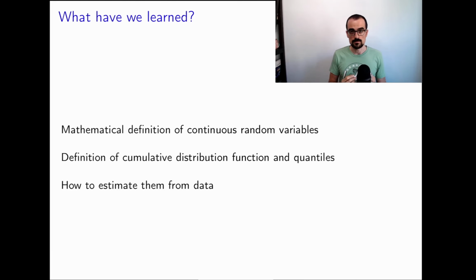So what have we learned? We have learned the mathematical definition of continuous random variables. The important thing was that we cannot talk about the probability of the continuous random variable being equal to each point, because that's going to be 0. We instead have to reason with intervals. The cumulative distribution function encodes the probability that the random variable is in each interval. We basically have to subtract the CDF at different points to get the probabilities of intervals. It's directly connected to quantiles that cut up the real line into regions with the same probability. And we also saw how to estimate both the cumulative distribution function and quantiles from real data.